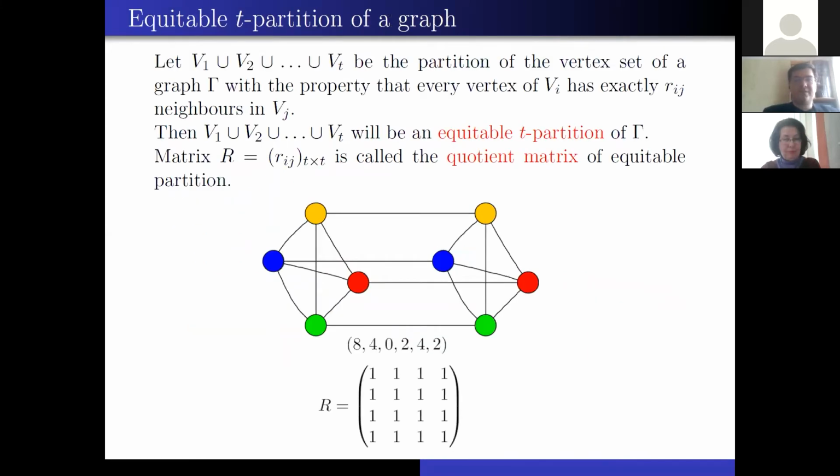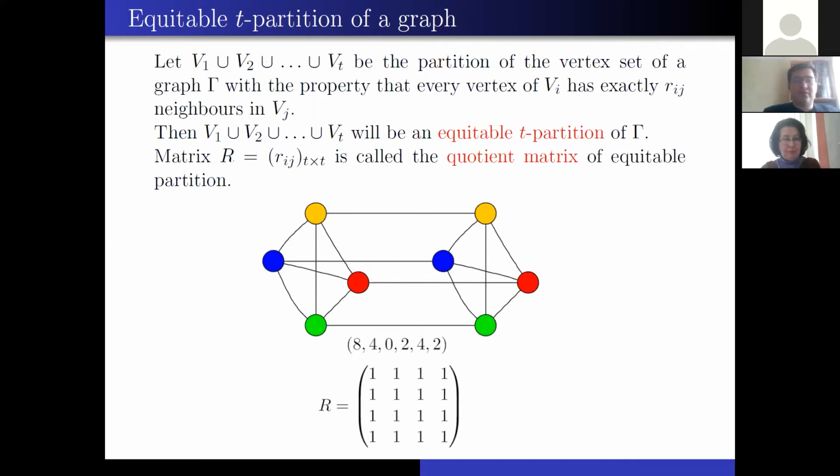The next step is to consider a quotient matrix. So let me remind the definition. Let V1 union V2 union and so on Vt be the partition of the vertex set of a graph gamma with the property that every vertex of Vi has exactly Rij neighbors in Vj. Then this disjoint union will be an equitable t-partition of graph gamma.